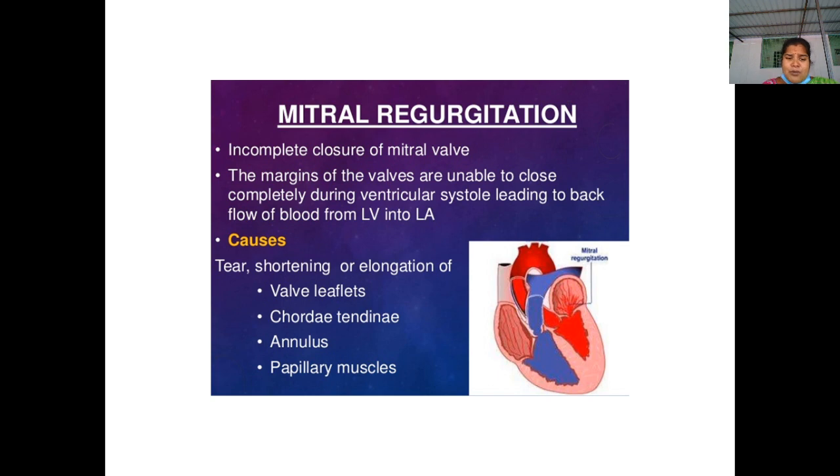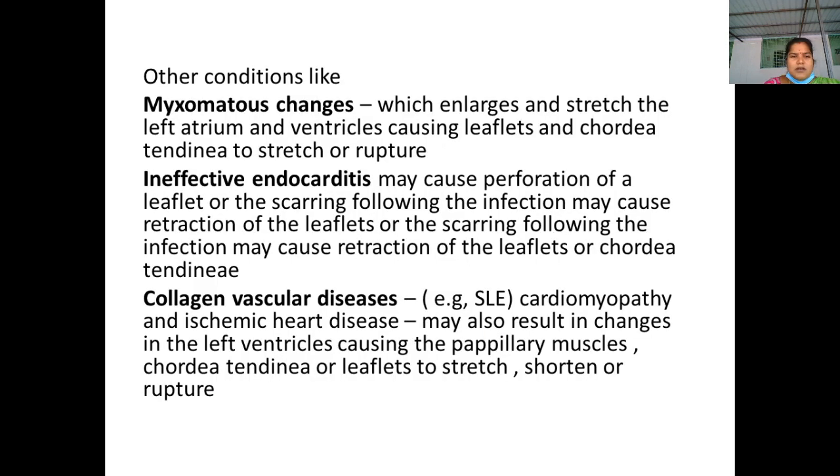Moreover, the main causes are a tear, and shortening or elongation of the leaflets or chordae tendineae, annulus and papillary muscles. Because of this shortening or elongation, the mitral valve cannot close. Whatever the change, the leaflets cannot close. Not only that, there are other conditions like myxomatous changes.